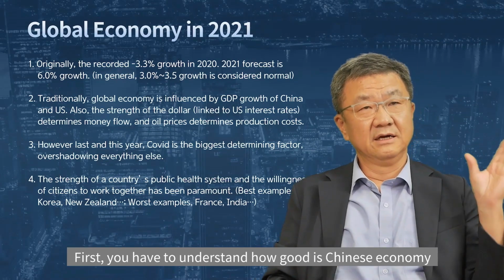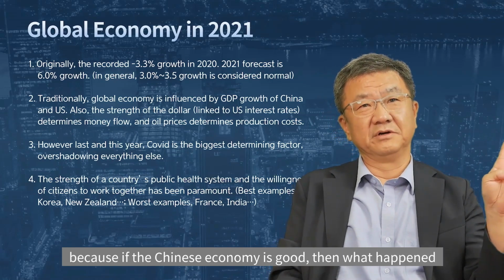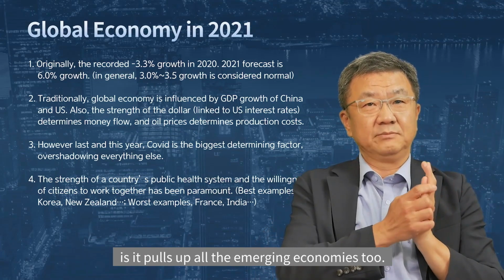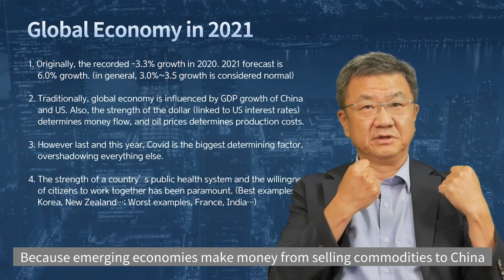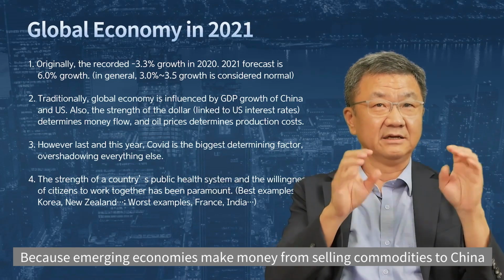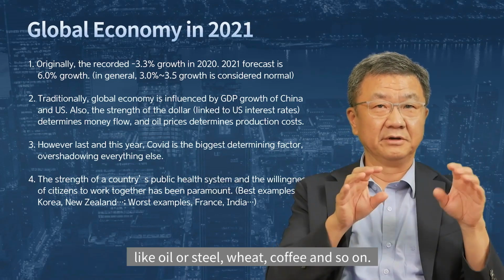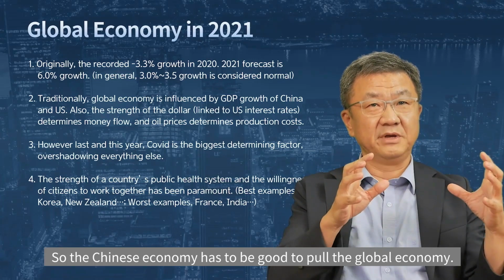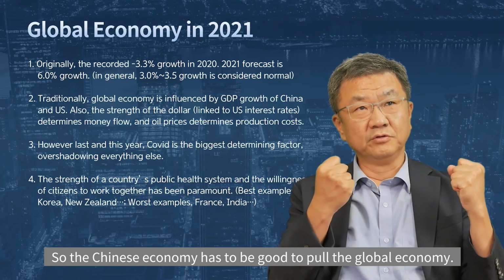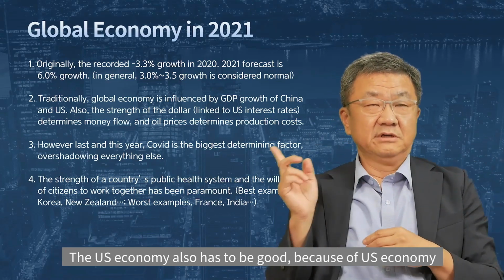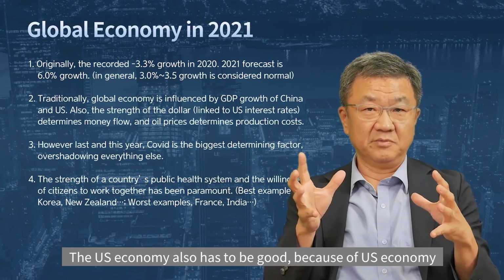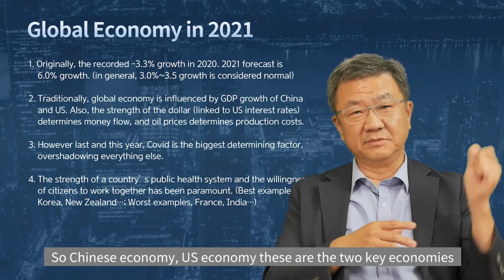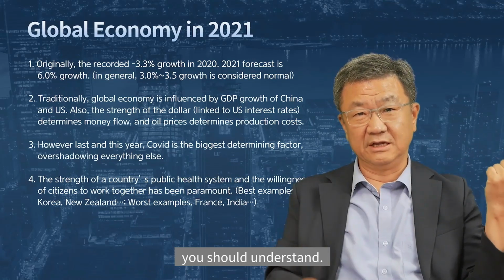First, you have to understand how good the Chinese economy is, because if the Chinese economy is good, then what happens is it pulls up all the emerging economies too, because emerging economies make money from selling commodities to China, like oil or steel, wheat, coffee, and so on. So the Chinese economy has to be good to pull the global economy. The US economy also has to be good because the US economy buys products from China. So the Chinese economy and the US economy are the two key economies you should understand.